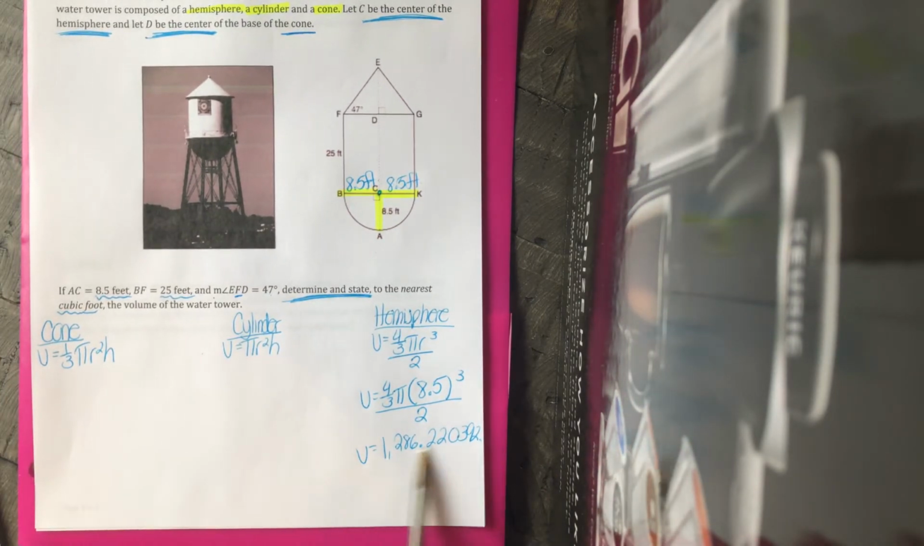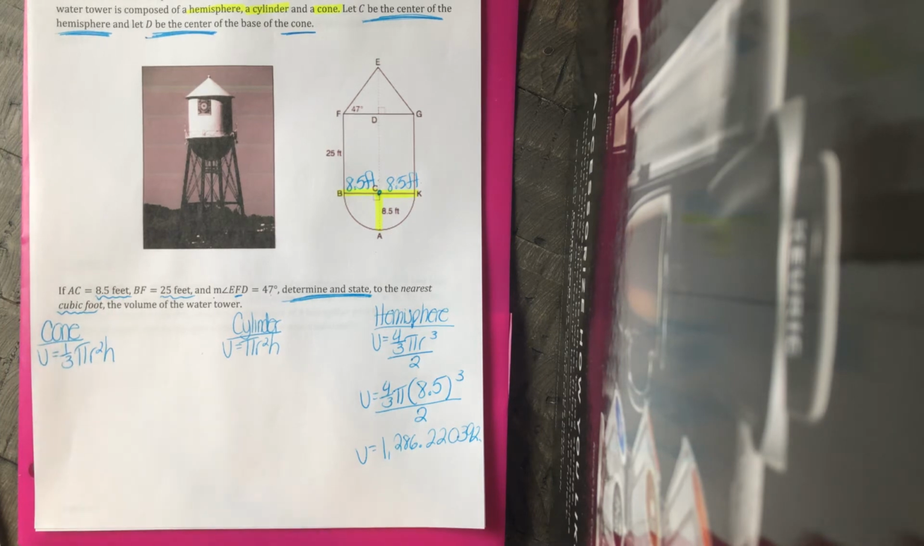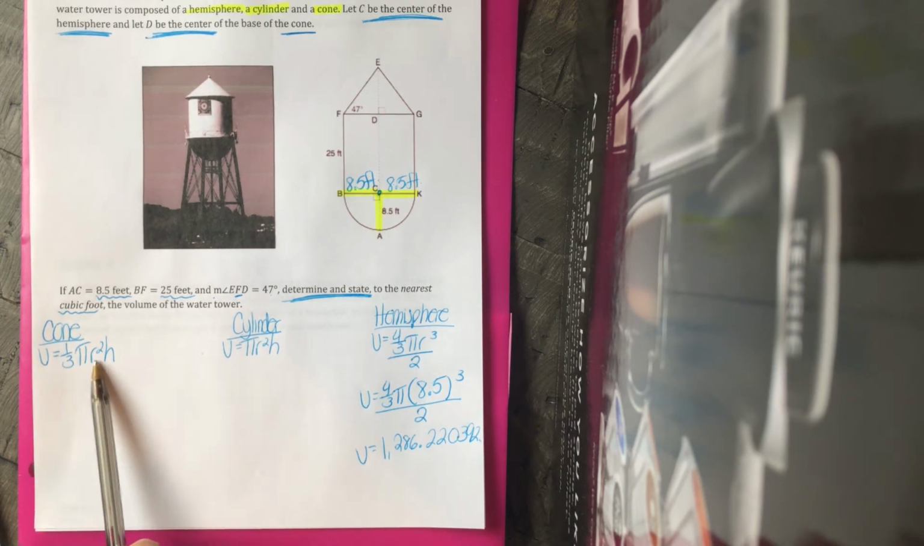I can't round yet because this is not my final answer. You only round when you're about to be done. So I'm going to leave it here and move on. So now I'm just going to work my way back to the cone and start again. If I look at the cone here, I know that in order for me to find the volume, I need the radius and I need the height.